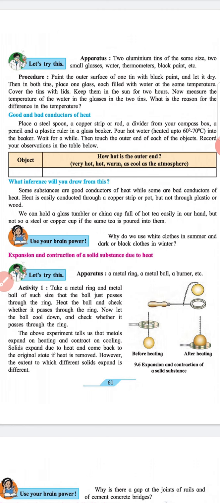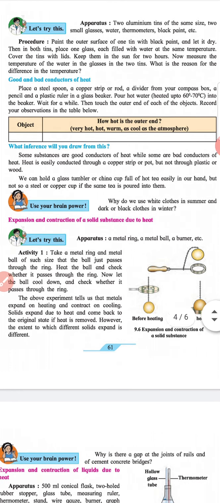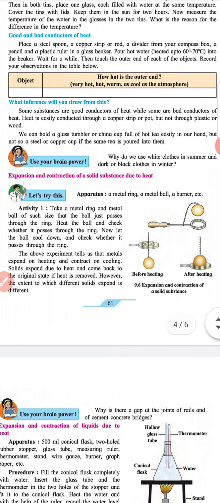Heading: Let's try this. Apparatus: a metal ring, a metal ball, a burner. Heading: Expansion and contraction of a solid substance due to heat. Subheading: Activity 1. Take a metal ring and metal ball of such size that the ball just passes through the ring. Heat the ball and check whether it passes through the ring. Now, let the ball cool down and check whether it passes through the ring.